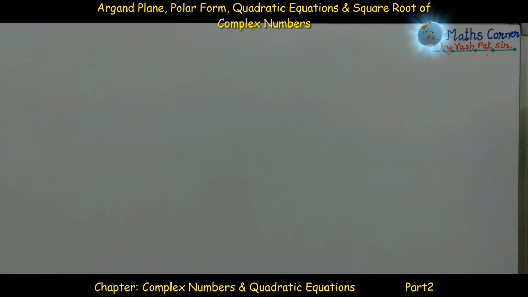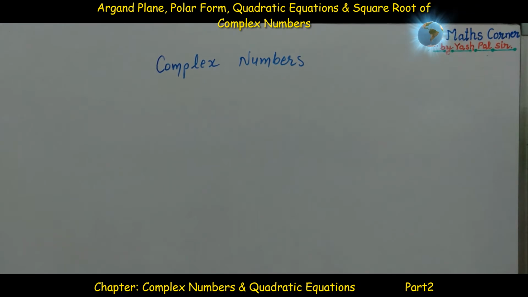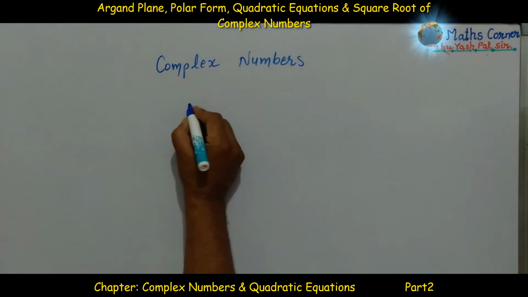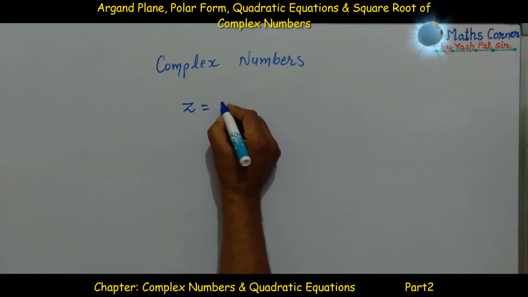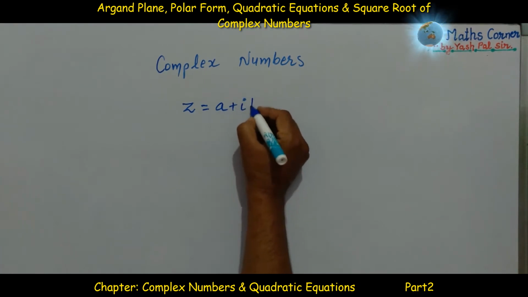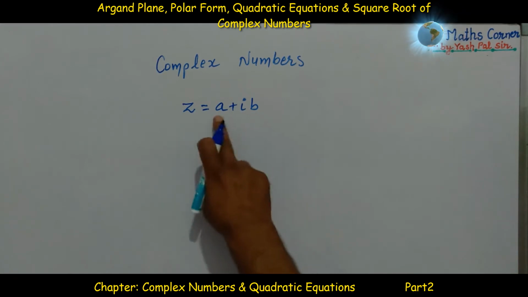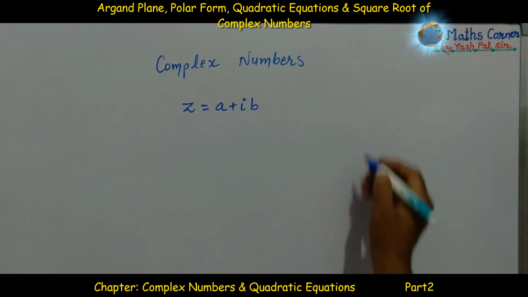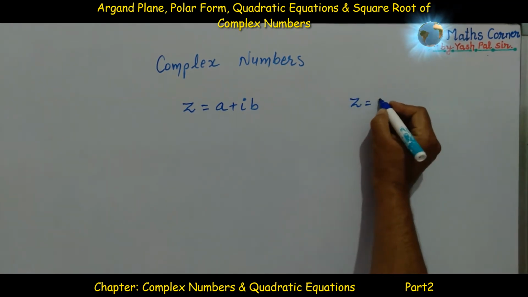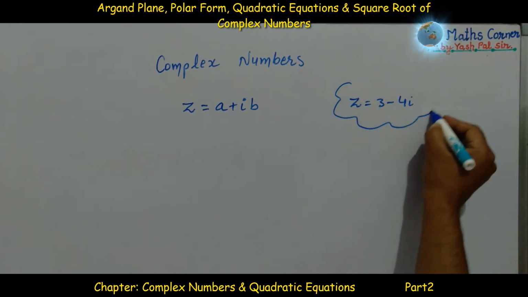Today we are going to study complex numbers, and we already know how to denote a complex number. Suppose z is equal to a plus iota b. Here a is the real part and b is the imaginary part, but a and b are both real numbers. For example, z is equal to 3 minus 4 iota. This is a complex number.